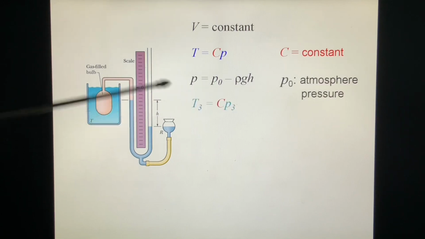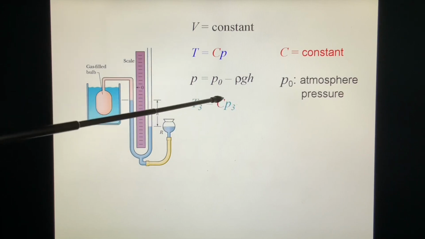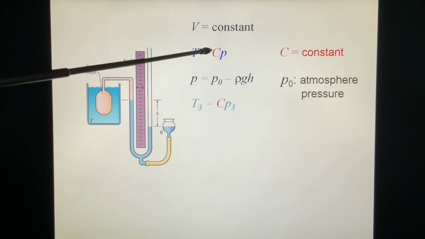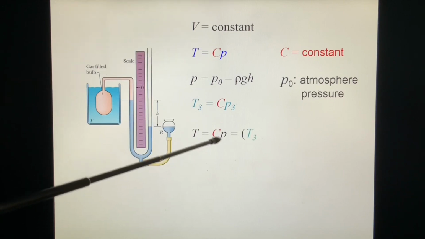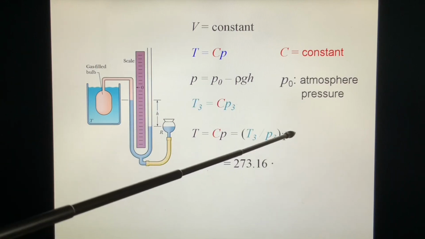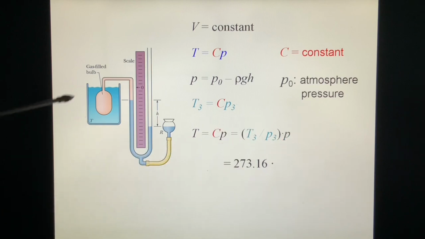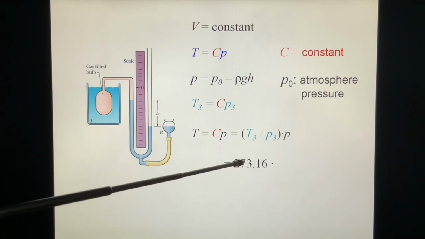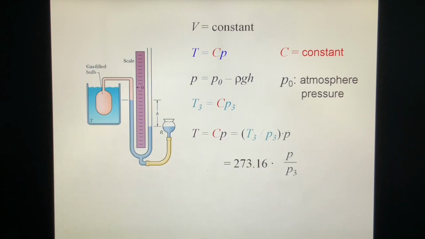Then at the triple point of water temperature, P3 equals C, so I can get P3. This constant is equal to this constant. So we put this inside, and we get T equal to C P. C is equal to T3 over P3. And T3, we know, is the triple point of water, 273.16 Kelvin. So T is 273.16 times P over P3.